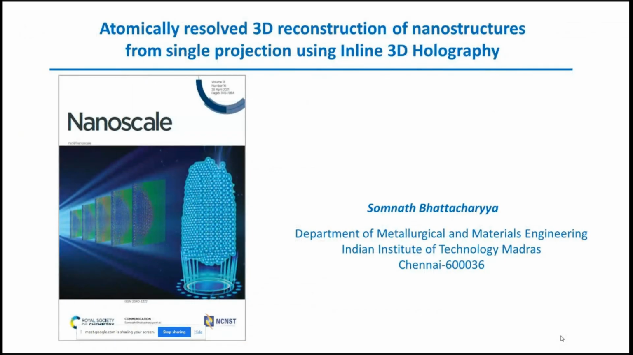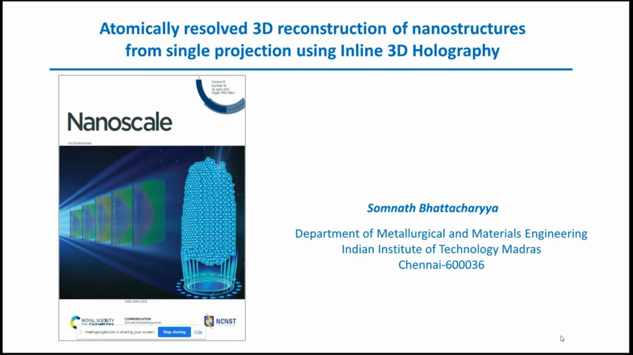So today, most of the people may know about atom probe tomography. Generally, when we do imaging, we get 3D information in 2D. That's imaging. So if we want to get information in 3D, can we get the 3D structure at atomic resolution? How can we do that? That is the work I'm going to present. It's called inline 3D holography.